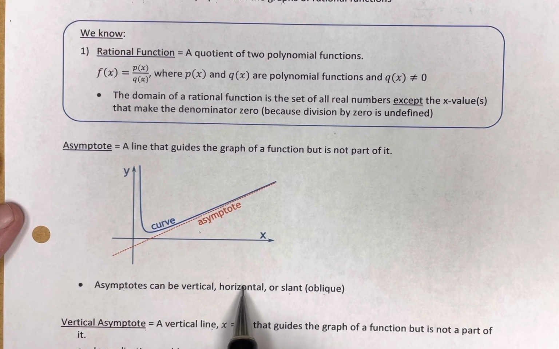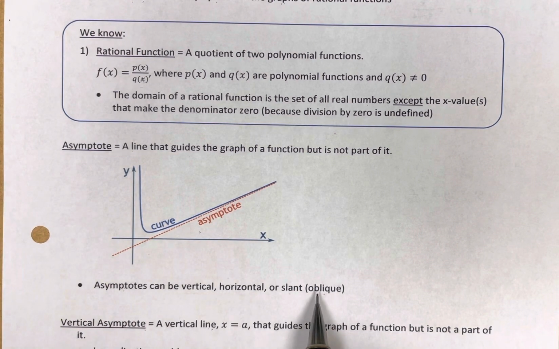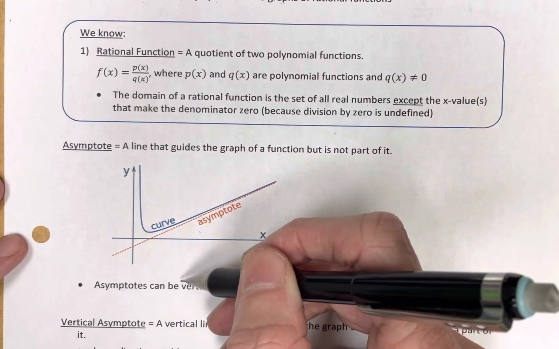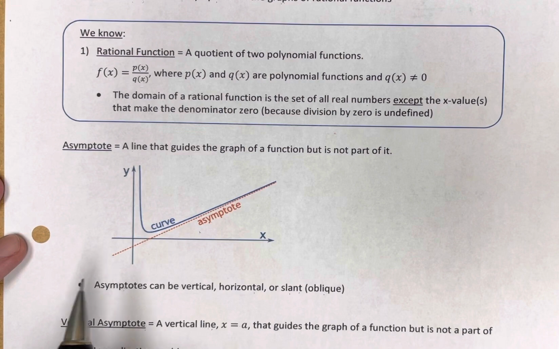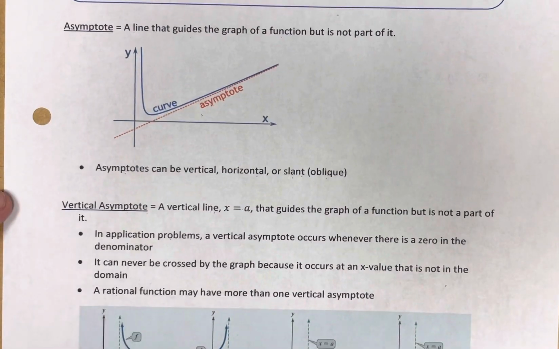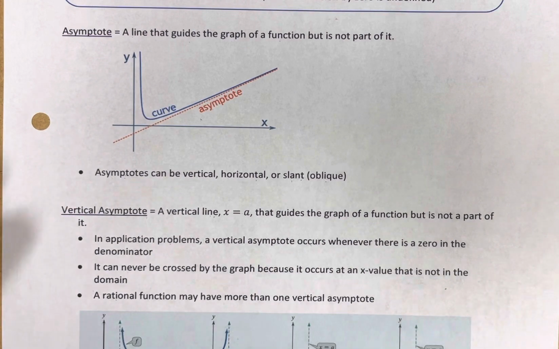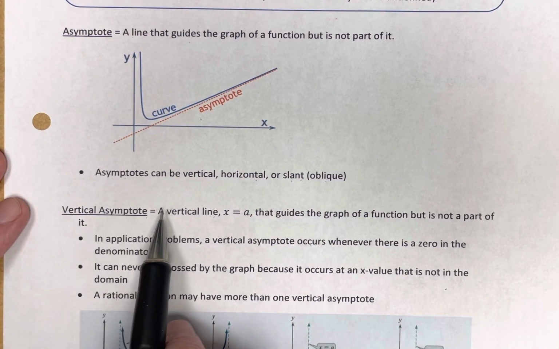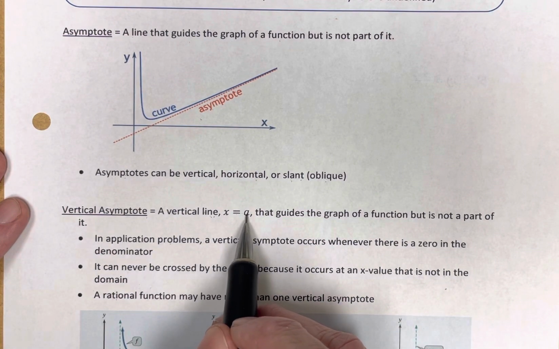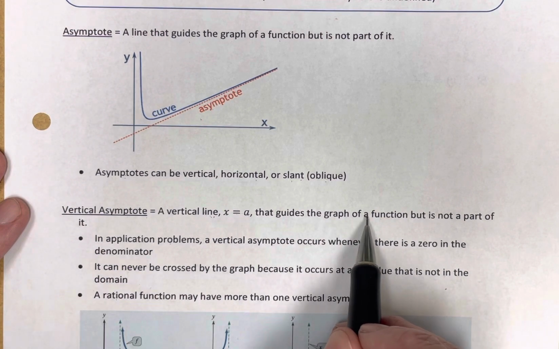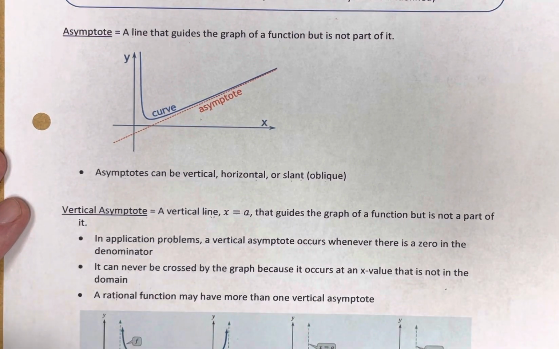Asymptotes can be vertical, horizontal, or slant, also called oblique. Obviously a vertical asymptote is going to be up and down. We're discussing that now. A horizontal asymptote will be left to right, and a slant or oblique asymptote is any other line that's not horizontal or vertical. So we've defined an asymptote. Let's define a vertical asymptote. A vertical asymptote is a vertical line, and every vertical line has the equation x equals a number. It's a vertical line that guides the graph of a function, but is not a part of it.